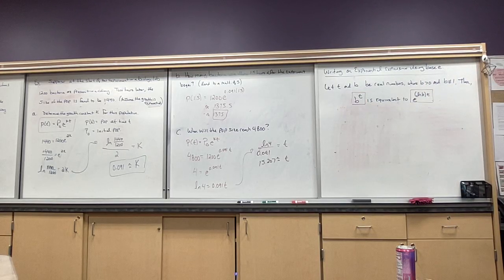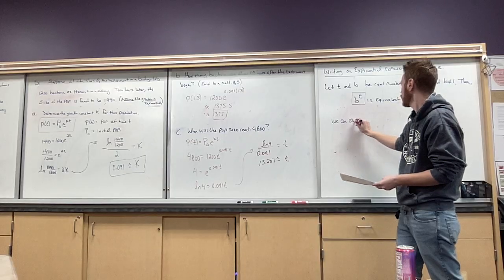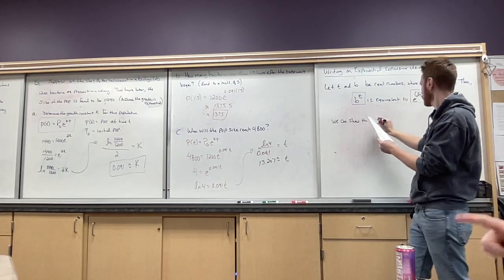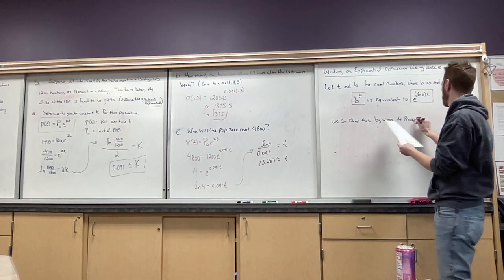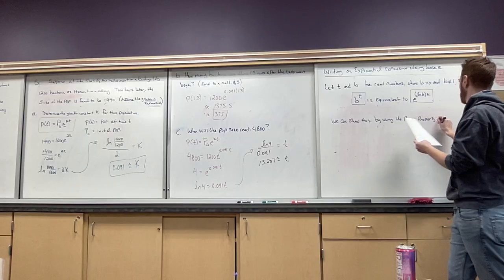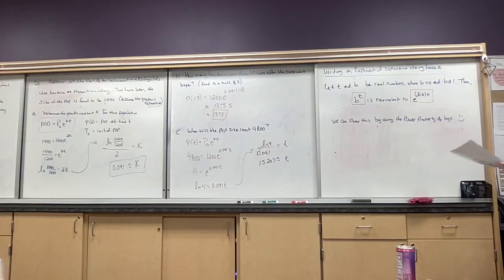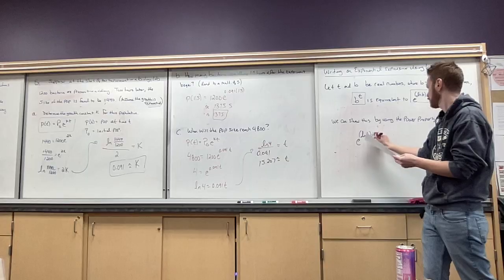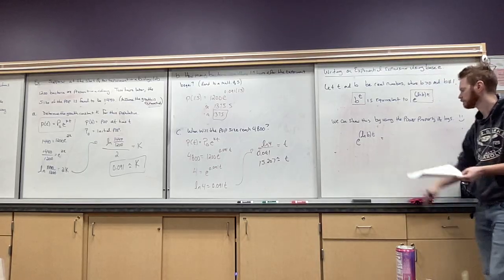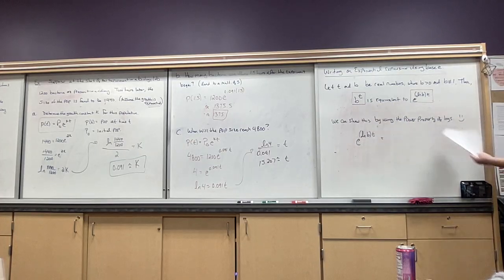Now, why is it the case? Let's take a look at that. I don't want to just give that to you without actually showing you. So let me put it underneath here. We can show this by using the power property of logs. Let's take a look at that in action. So let's start with e to the natural log of b multiplied by t here. We're going to work backwards a little bit. So I'm going to start with this and see if I can lead us to b to the t power.